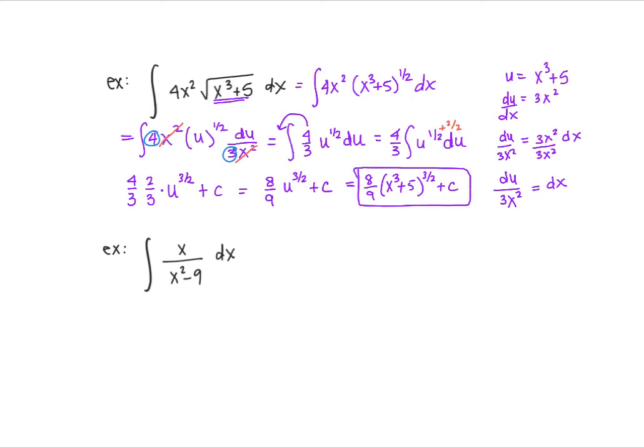Alright, so these are the hardest ones you're going to come across. So if you can handle these, you can handle any of the u substitution problems we're doing. Let's take a look at this last example, and then you'll have some time to practice some on your own. So I'm going to let the denominator be u. So I'm going to let u equal x squared minus 9. So du dx is 2x. Solve for dx.